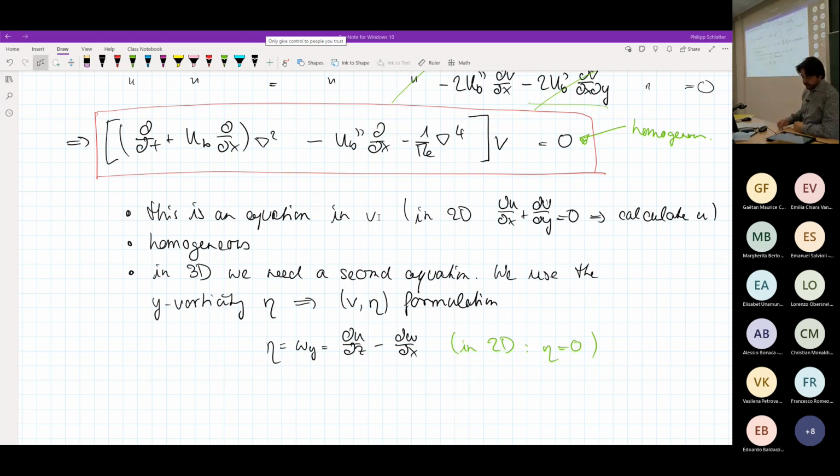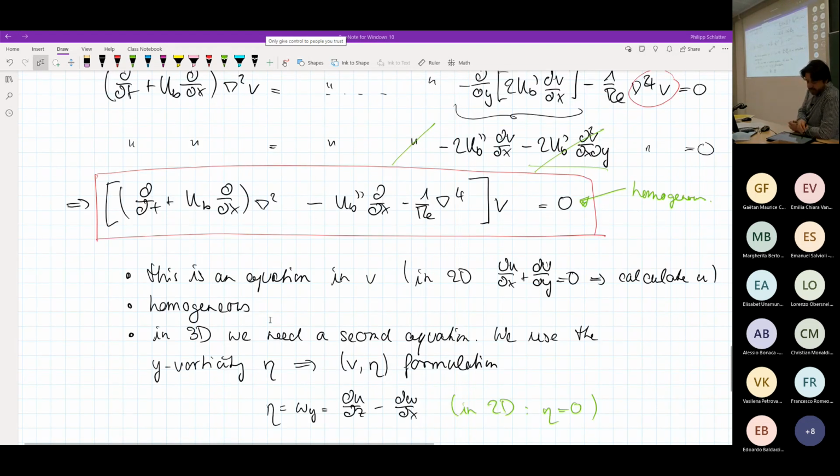So I'll come back to the second hour. Just to recap briefly what we did in the first hour: we came up with this one equation here in the red frame, which is an equation for V, which describes the evolution of linear disturbances, so small disturbances in a shear flow, in a viscous shear flow.